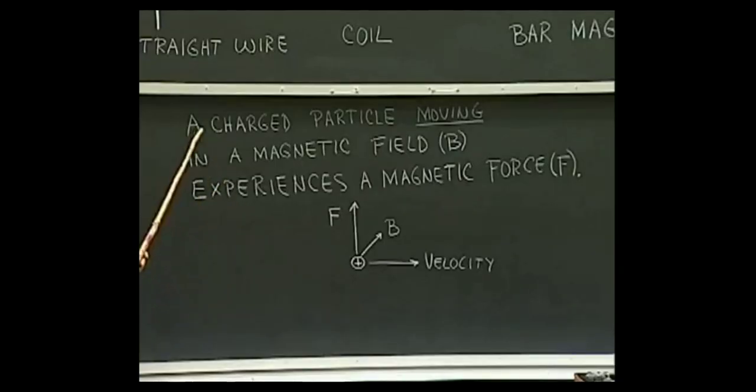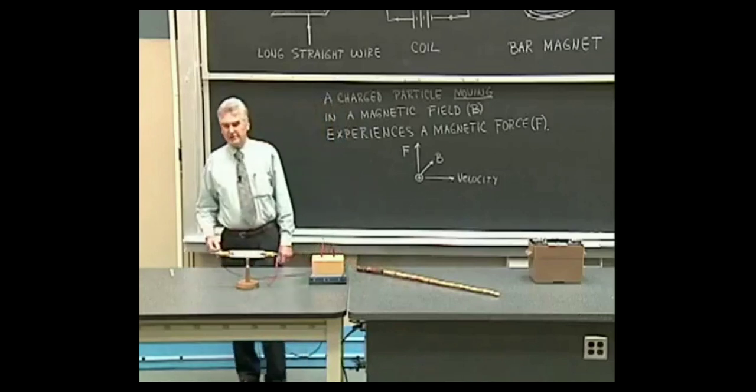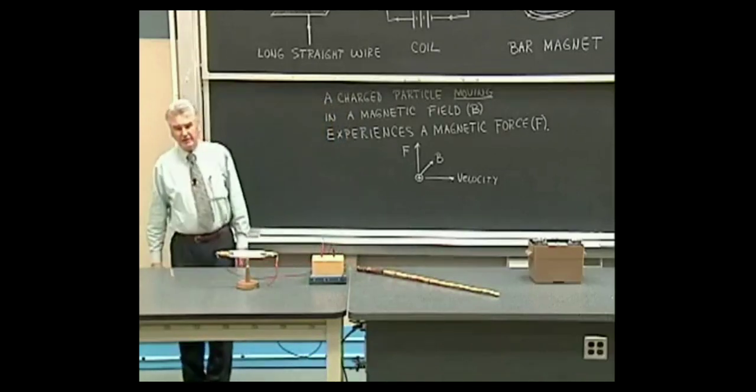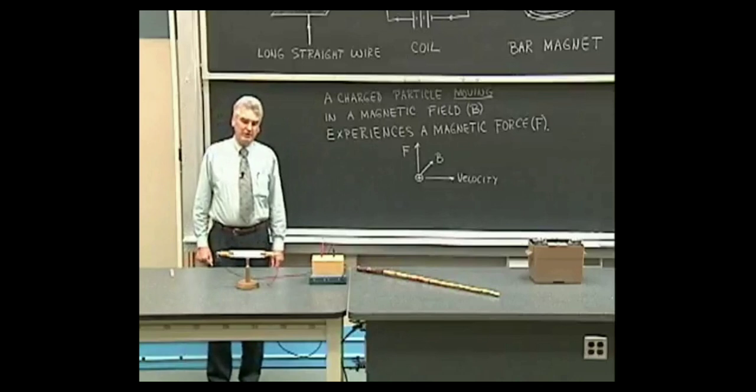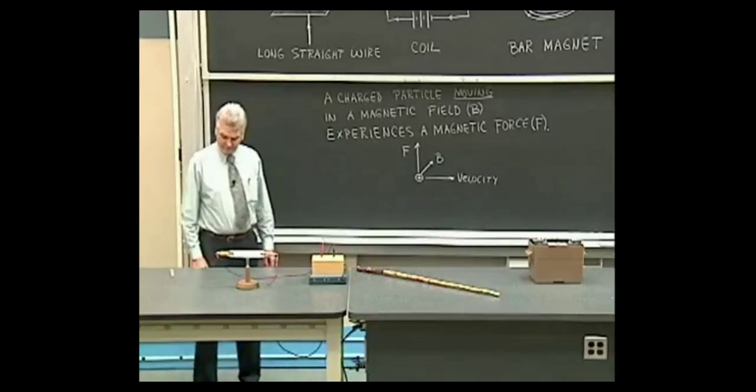It turns out that if we have a charged particle moving in a magnetic field, it'll experience a magnetic force. Now the particle has to be charged, it has to be moving, and it has to be in a magnetic field in order for there to be a classical magnetic force.